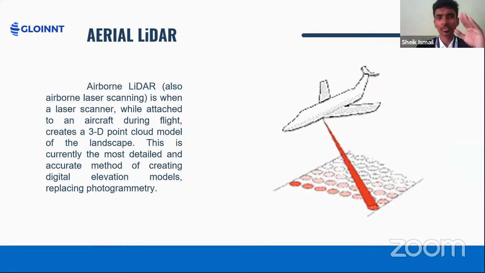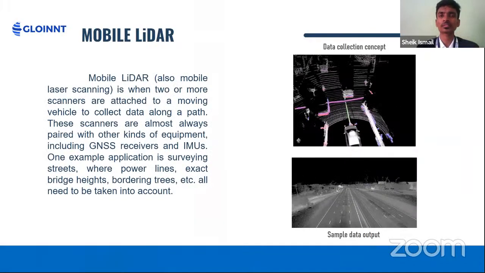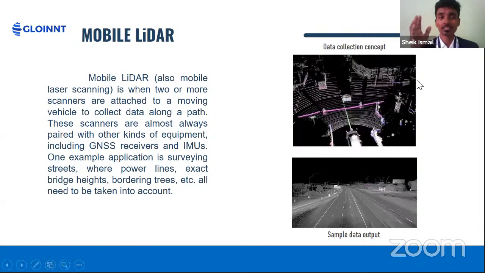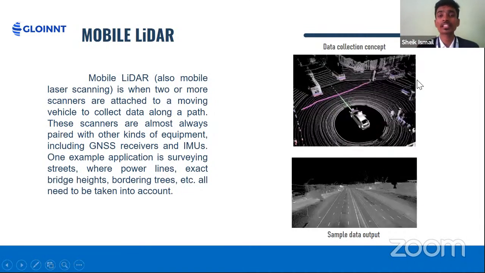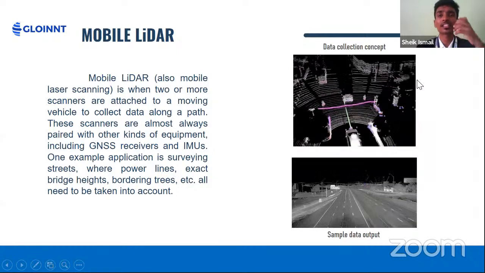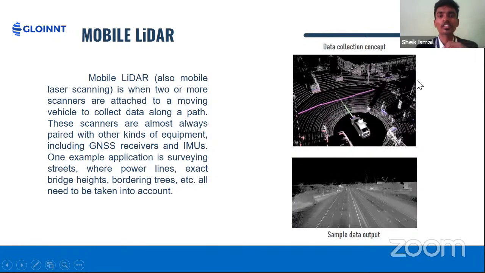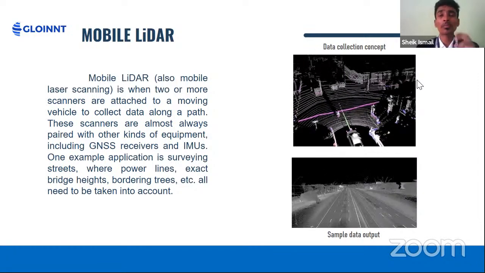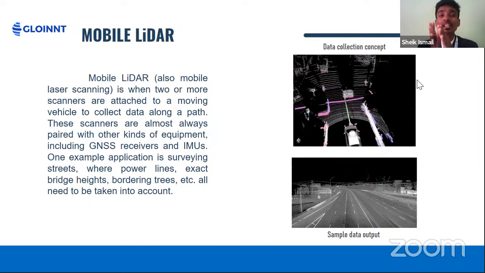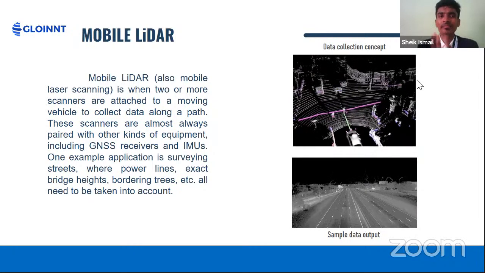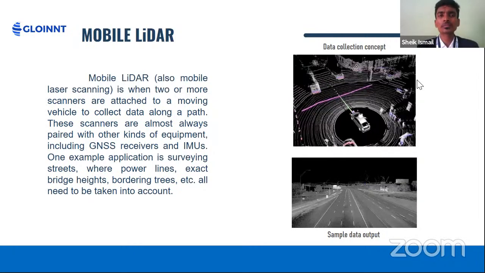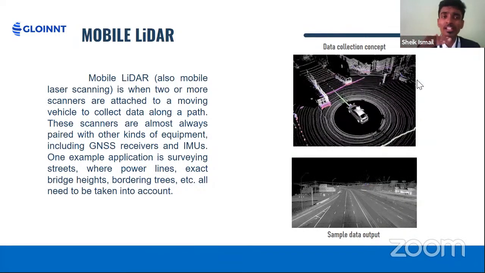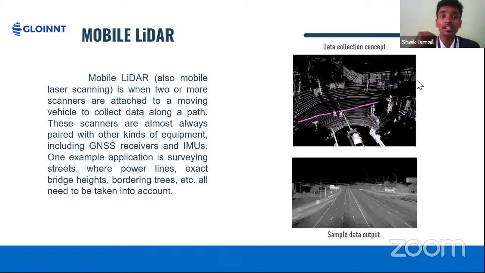And what is meant by mobile lidar? Hope you all can see the images on the right side. The first one is the data collection, data capturing process. The second one is the output. I think you can guess that mobile lidar, also mobile laser scanning, is when two or more scanners are attached to a moving vehicle to collect data along the path.